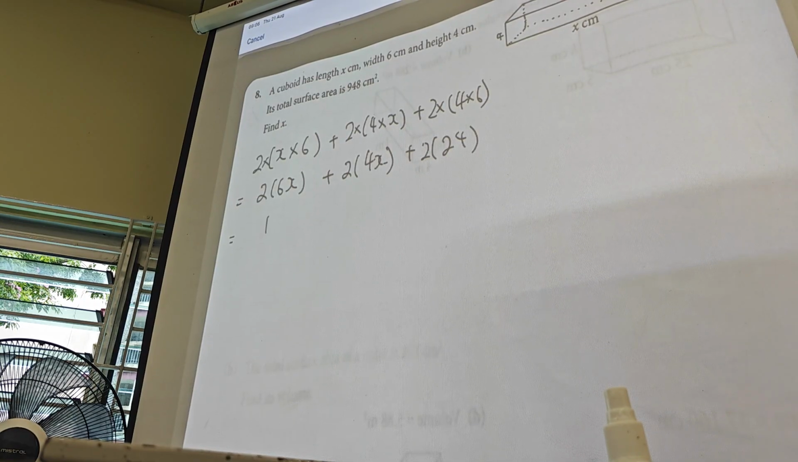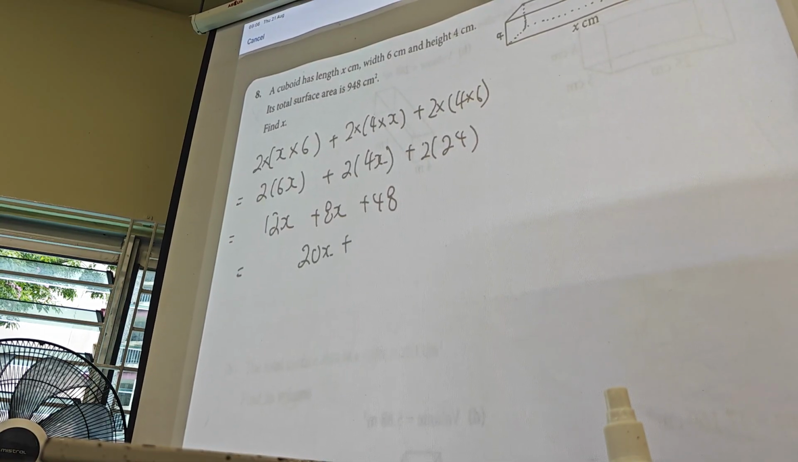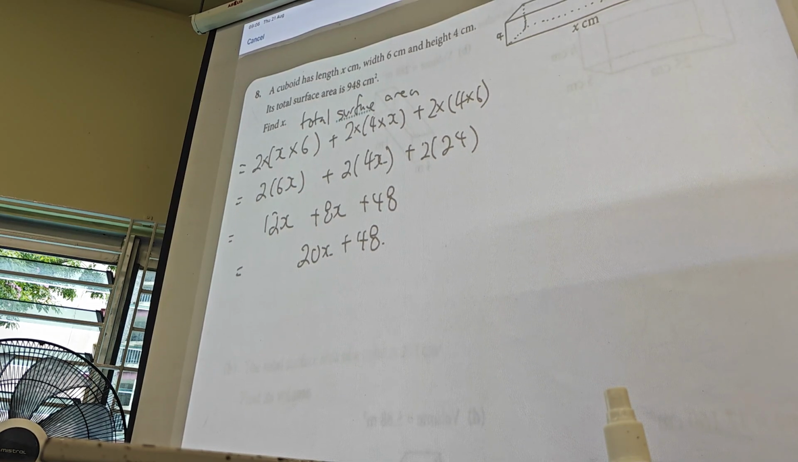Two times 6 is 12. 2 times 4 is 8. 2 times 24 is 48. Then I can simplify. 12x plus 8x is 20x. So this is my total surface area. So my total surface area is, oh, Lucas very happy, 20x plus 48.